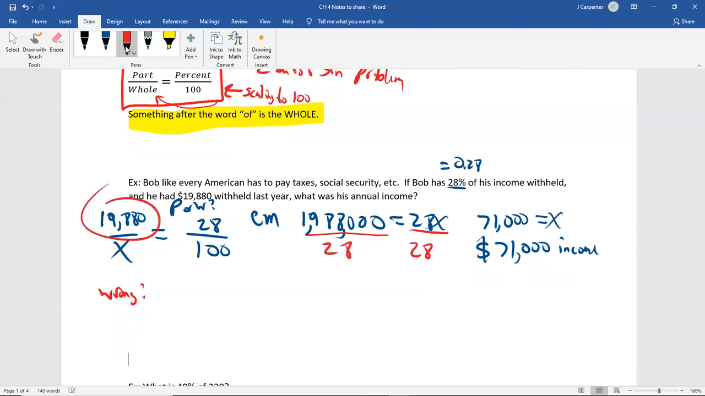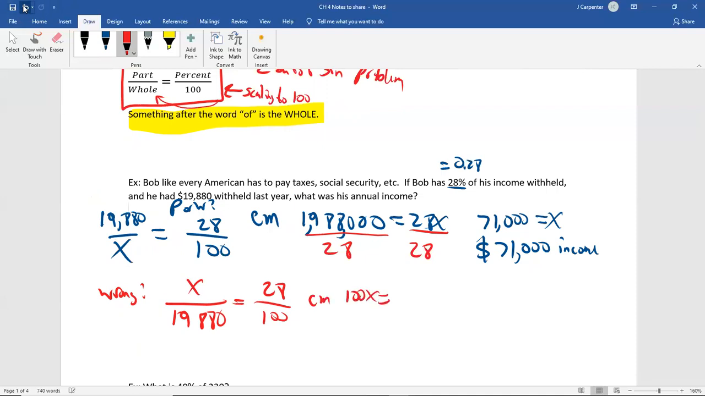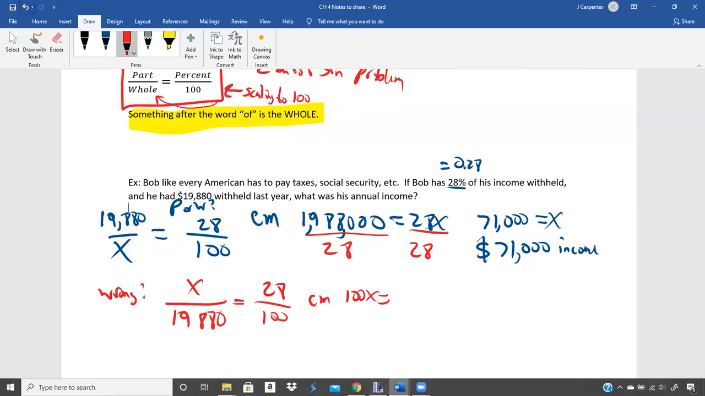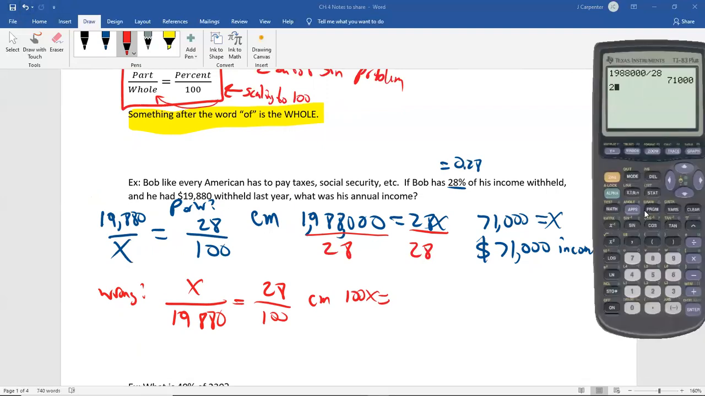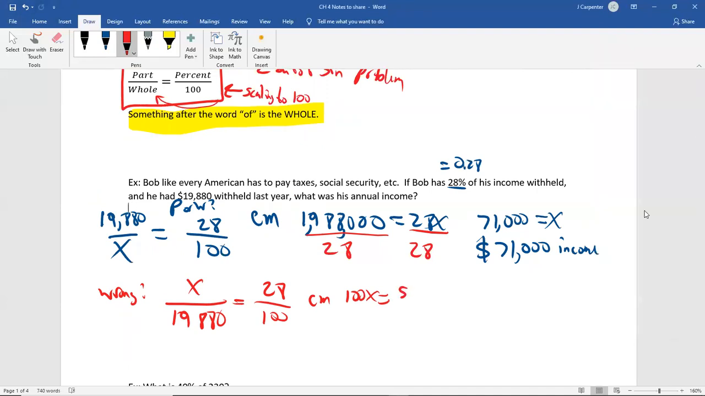So if I had done this wrong, if I had said the 19,880 was the whole for some reason, I'm just not thinking, I'm not paying attention, I'm doing things quick, I'm talking to other people at the same time, whatever, and I got everything else right, and you put your x there. When you cross multiply, you're going to get 100x is equal to the 28 times the 19,880. I'm going to go ahead and just write that. 28 times 19,880 is 556,640. Then we'll divide both sides by 100.